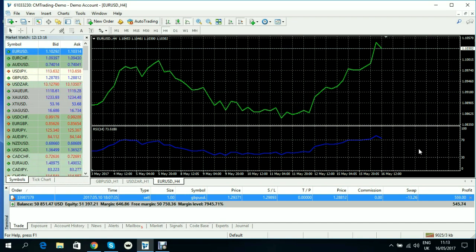I believe that this indicator will help you because it's one of the most commonly used indicators, and it is a powerful indicator to do all that we have actually looked at. Thank you.